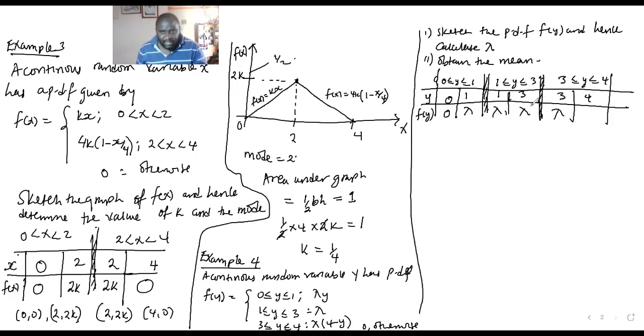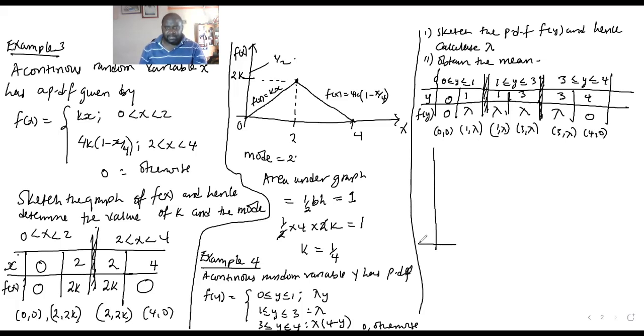And then finally, when y is 4, you get 0. So this goes back to 0. So the coordinates will be in this region 0, 0, and 1, lambda. In this one, 1, lambda and 3, lambda. In this one, 3, lambda and 4, 0. We are ready to sketch. Since we are ready to sketch, we can sketch the graph and see how it looks like.